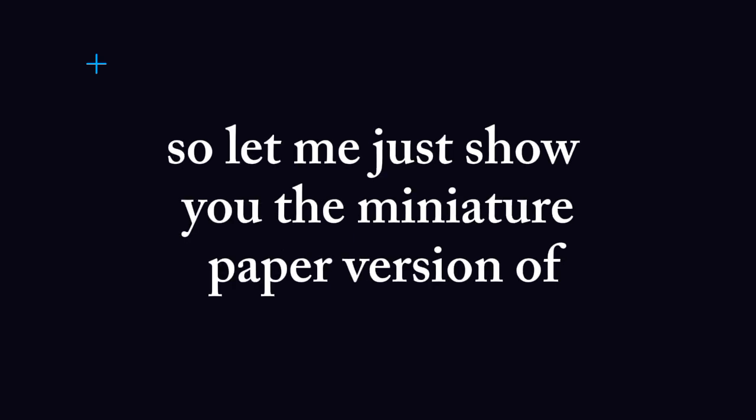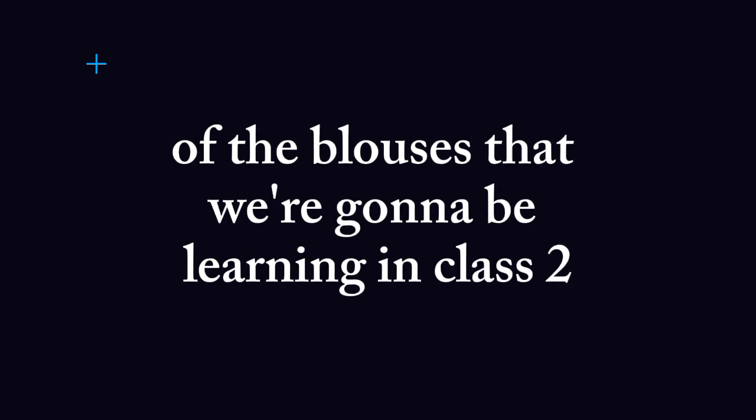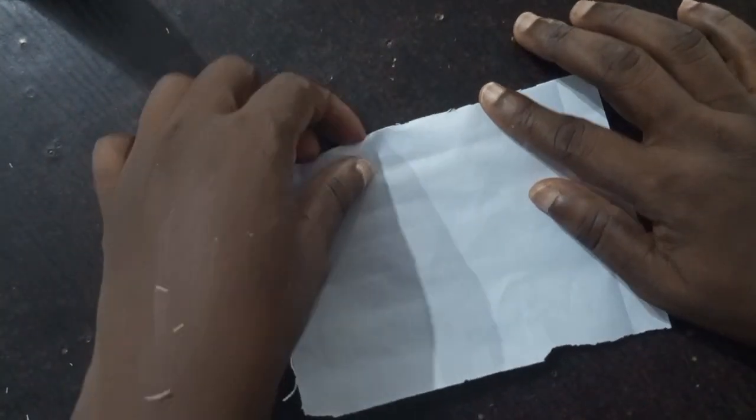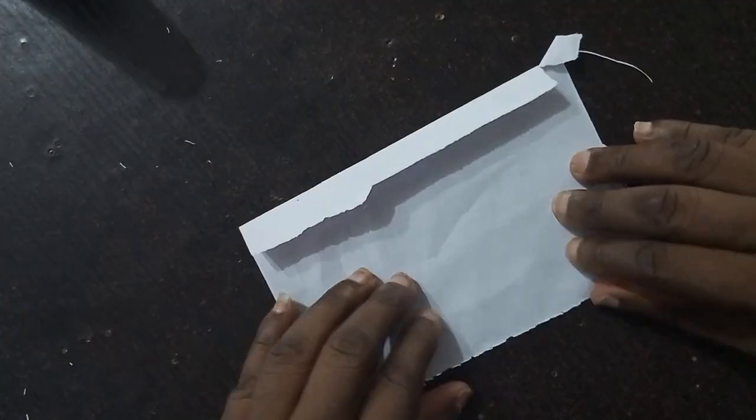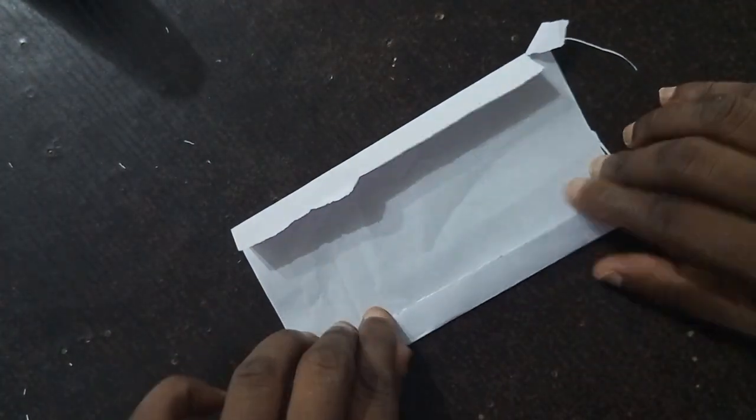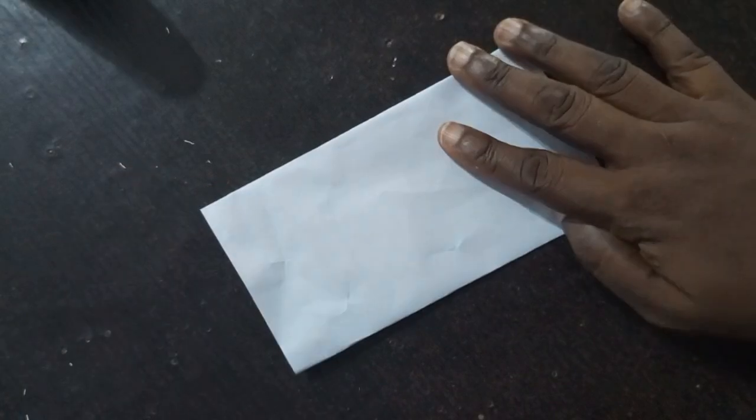So let me just show you the miniature paper version of the blouses that we're going to be learning in class 2. I have two rectangular paper sheets here with me, and I'm going to fold one edge at the top and fold another edge at the bottom. I'm folding the longer part. It's a rectangle. I'm going to do the same thing to the other one, given that one side is the neck and the other side is the base of the blouse.